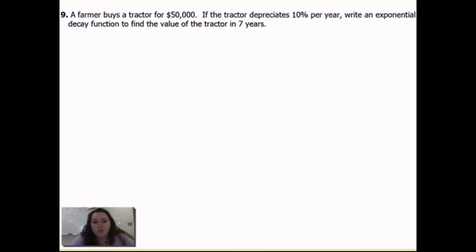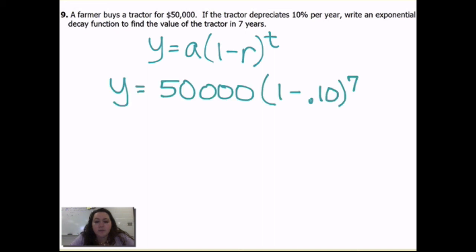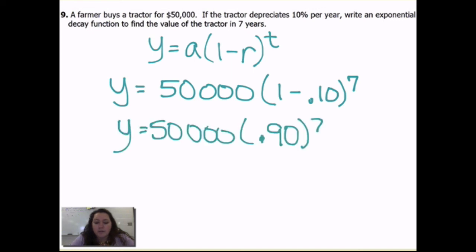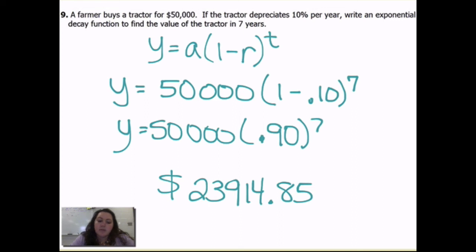A farmer buys a tractor for $50,000. If the tractor depreciates 10% per year, write an exponential function to find the value of the tractor in 7 years. The original amount was $50,000. The rate of depreciation is 10%, and the time is 7 years. 1 minus 0.10 is 0.9, raised to the 7th power, times 50,000, gives me $23,914.85. So that would be the value of the tractor after 7 years.